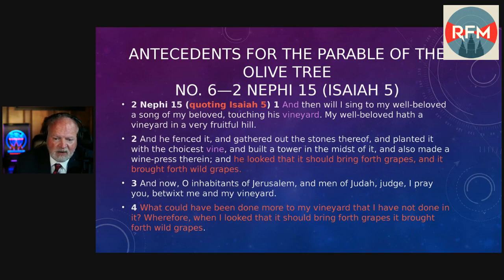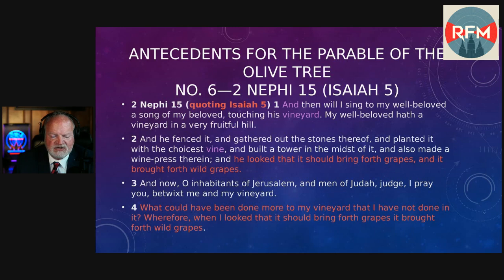And then will I sing to my well-beloved a song of my beloved, touching his vineyard. My well-beloved hath a vineyard in a very fruitful hill, and he fenced it and gathered out the stones thereof, and planted it with the choicest vine, and built a tower in the midst of it, and also made a winepress therein. And he looked that it should bring forth grapes, and it brought forth wild grapes. And now, O inhabitants of Jerusalem and men of Judah, judge, I pray you, betwixt me and my vineyard? What could have been done more to my vineyard?